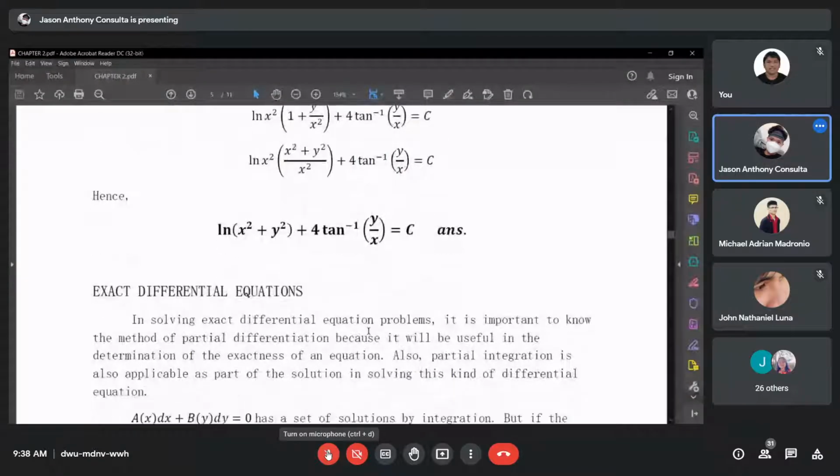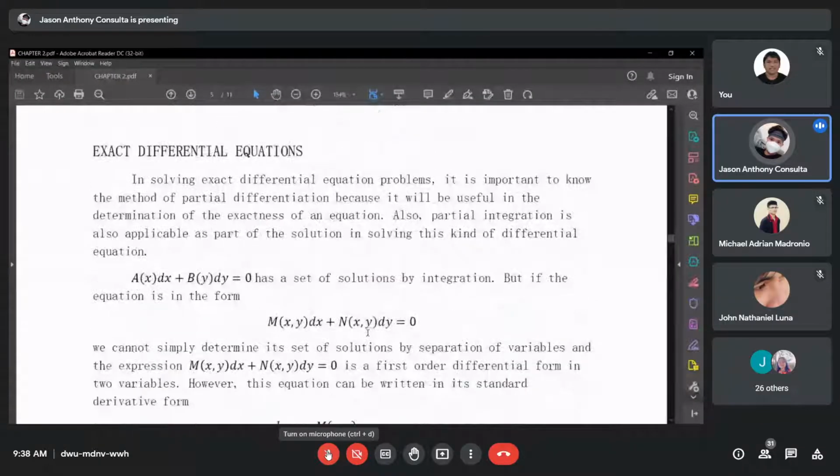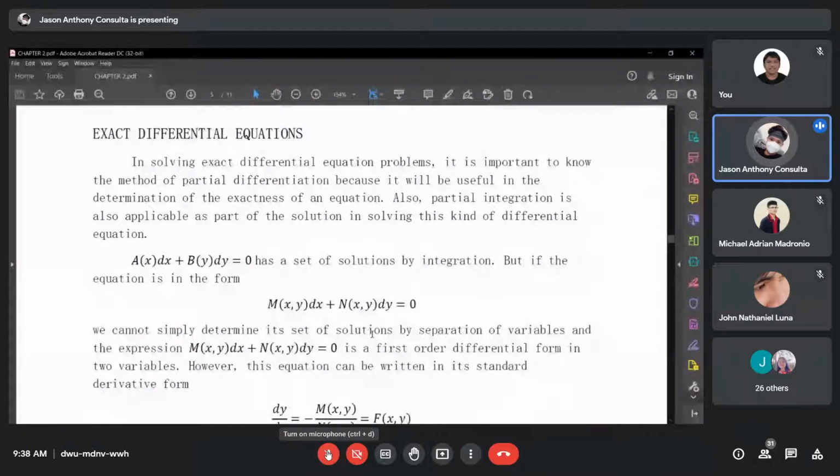Okay, so exact differential equation. This is the last topic for the midterm. So in solving exact differential equation problems, class, it is important to know the method of partial differentiation. Okay, recall ulit natin yung partial differentiation. It will be useful in the determination of the exactness of the equation. Also, partial integration class is applicable as part of the solution in solving this kind of differential equation problems.